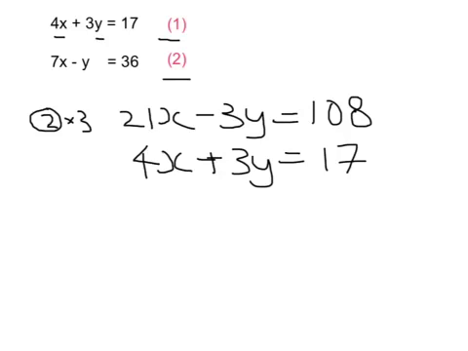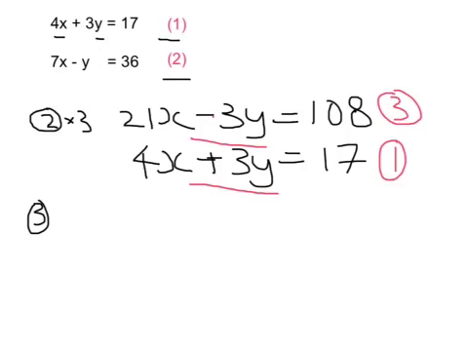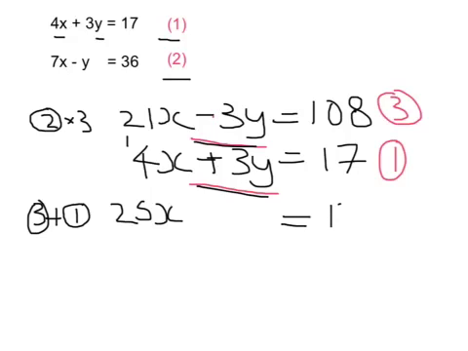And the reason I've done this is I now have minus 3y here and plus 3y here. So if we were to add these together, as you know, they would cancel out. So I'm going to call this new equation equation 3, and this is still equation 1. I'm going to now add together equations 3 and 1, and you'll see what happens. 21 plus 4 is 25x, and now this negative 3y and positive 3y cancel each other out, so we eliminate that term, and then if we add 108 to 17 we get 125. Now we have an equation with just one unknown in it, and it's quite trivial to solve now.